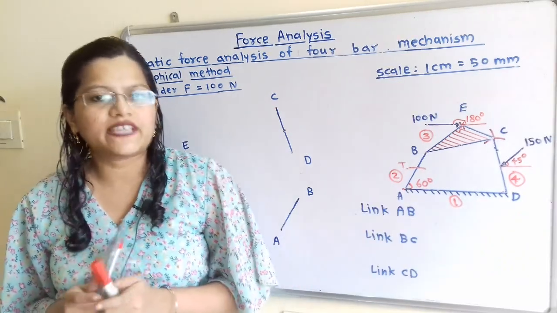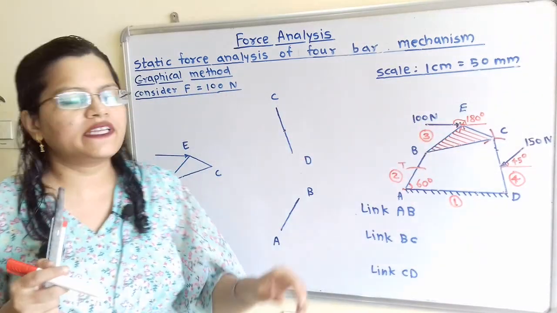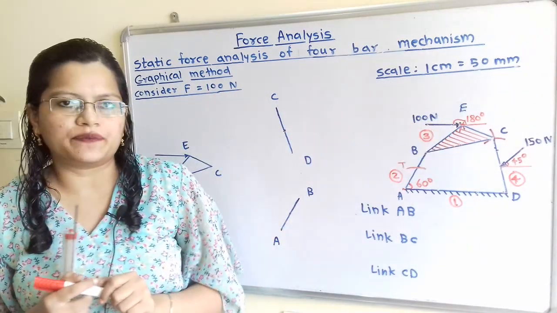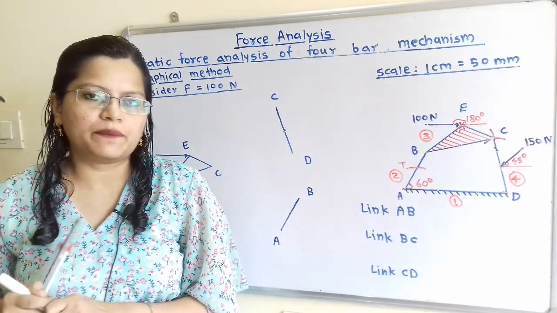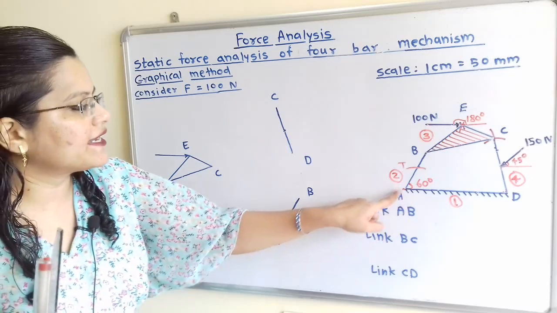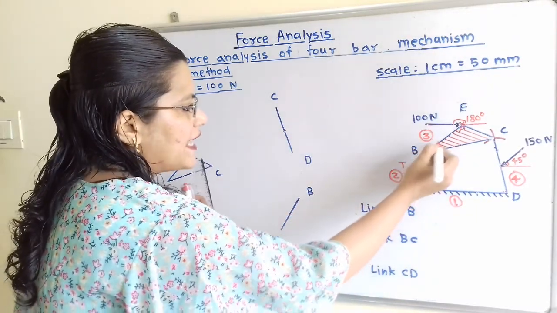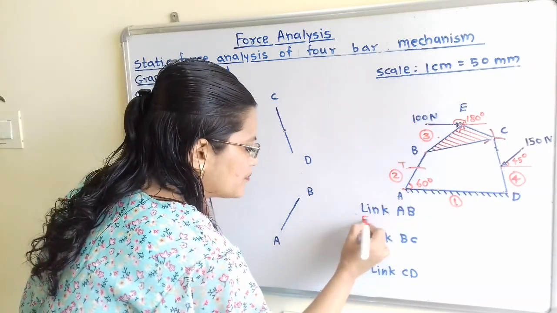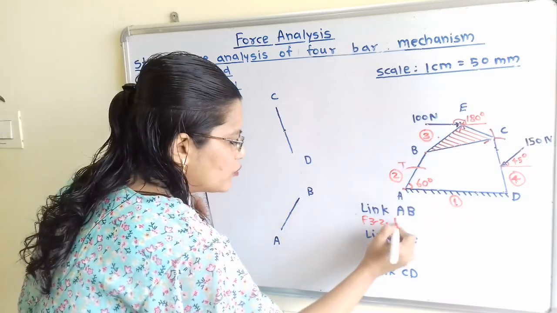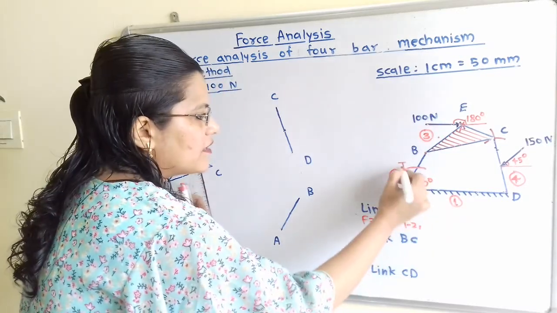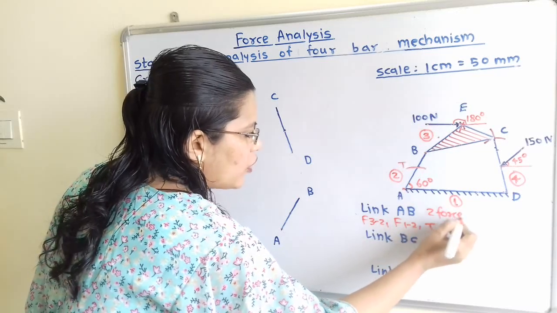Now we will move to the second part. Consider force 100 Newton only, which is acting at this point E. Now the first step is to identify the types of the members. So first we will take the link AB. For this link AB, through the point B, force acting f of 3 to 2. Through this point A, force acting f of 1 to 2. And third is the torque.